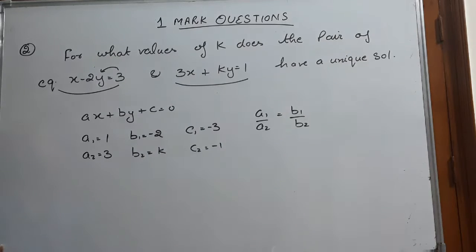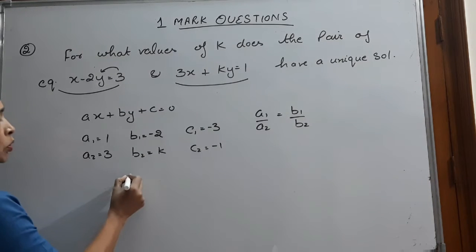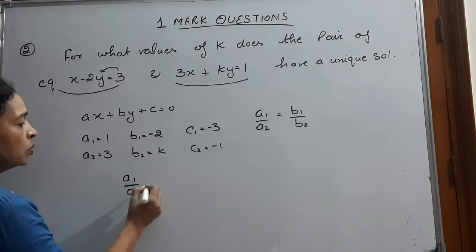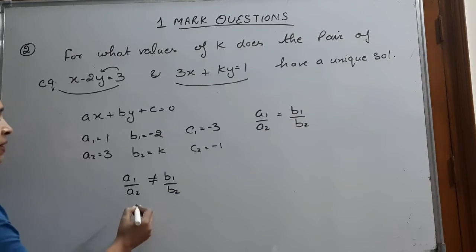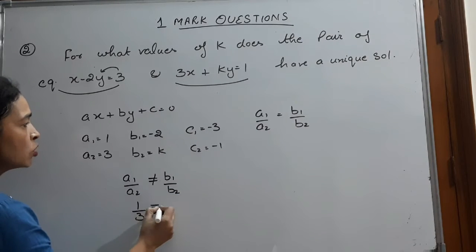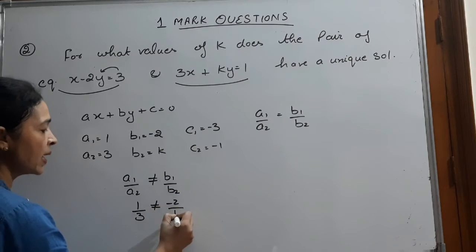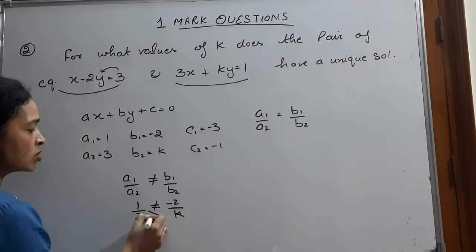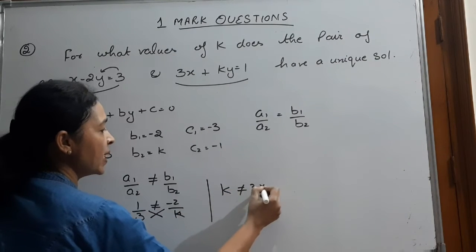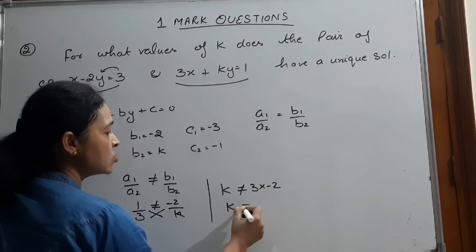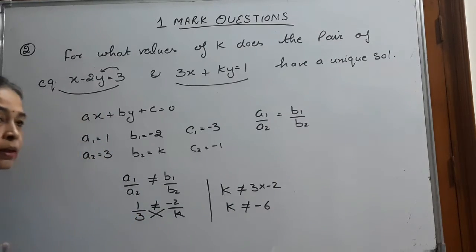Now check, since the equations have a unique solution, a1 upon a2 is not equal to b1 upon b2. What is a1? 1 by 3 is not equal to minus 2 by k. Cross multiply. k is not equal to 3 into minus 2, that is k is not equal to minus 6.